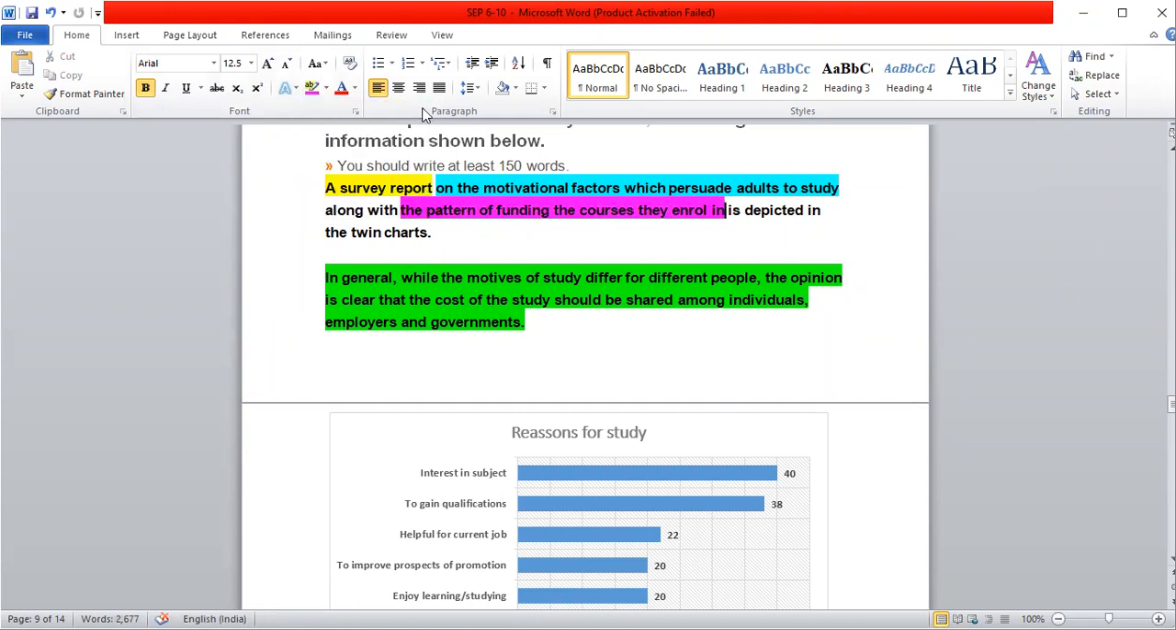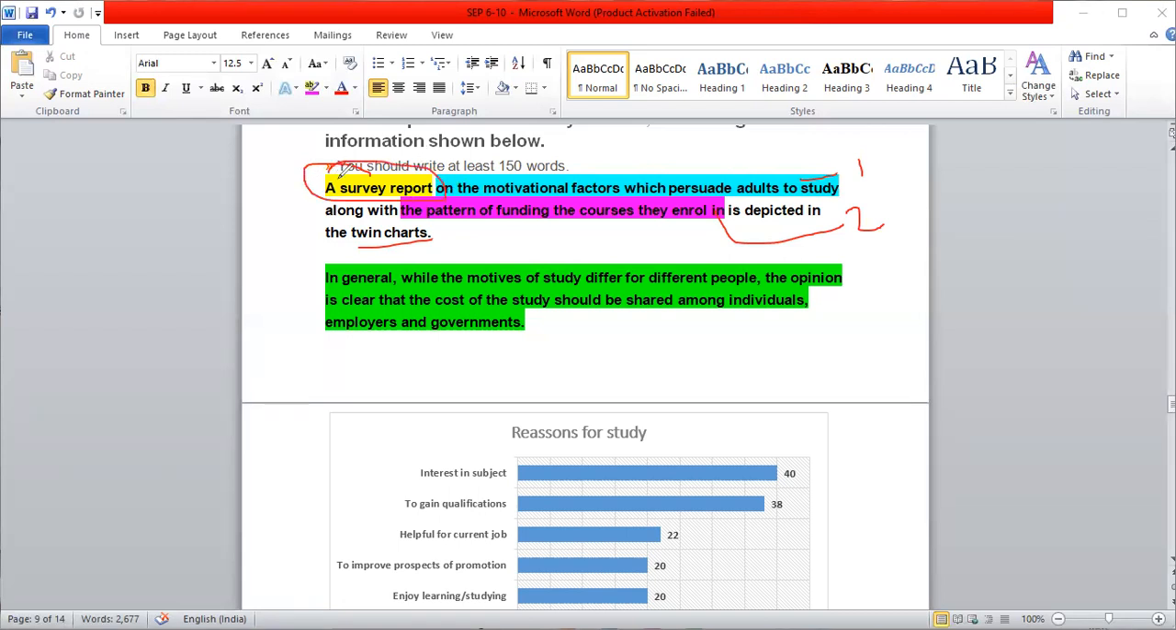So what are the elements in the charts? Number one, number two. In the twin charts, the twin charts means two charts. The first one is the bar chart and the second one is the pie chart. A survey report. Now this is the name of the survey. So we have said A, one survey report. That's it.